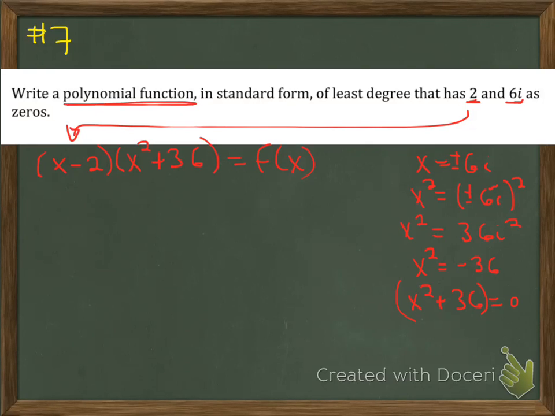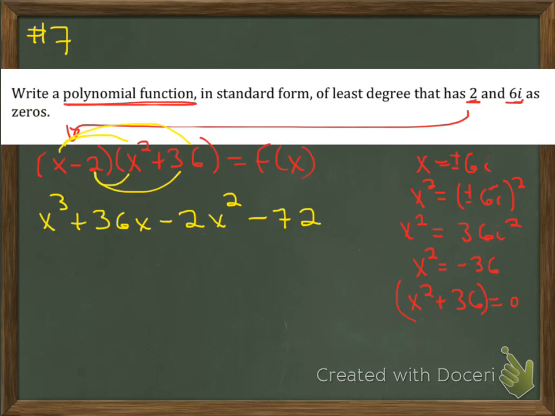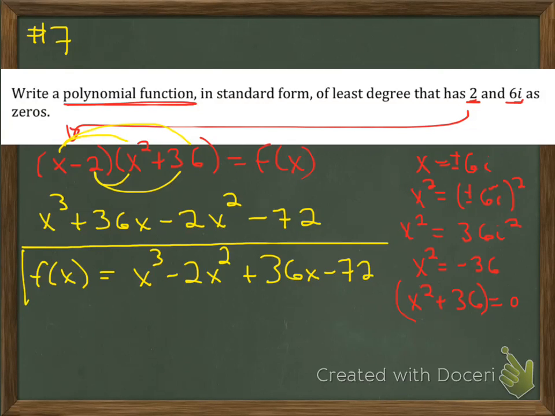So now we just distribute that out. Alright, so we'll distribute in the x first, and then we'll distribute in that 2. So we'll have x cubed plus 36x minus 2x squared and minus 72. 36 times 2 is 72. Right, so for our final answer, we have to have it in standard form. So we'll have x cubed minus 2x squared plus 36x minus 72. And that is it.